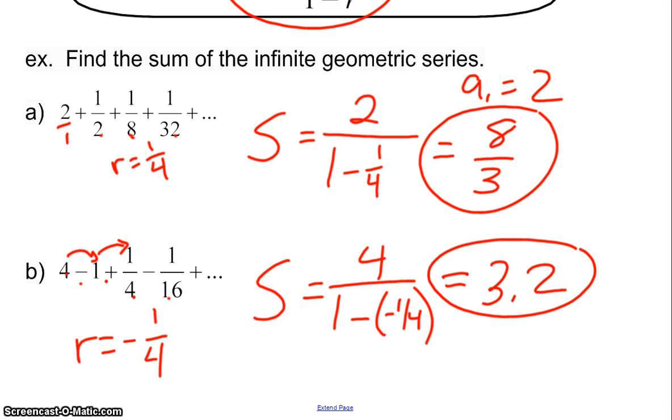And that is concluding the notes for the infinite geometric series.